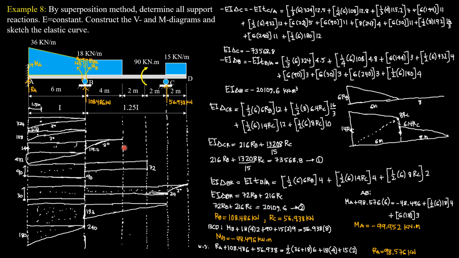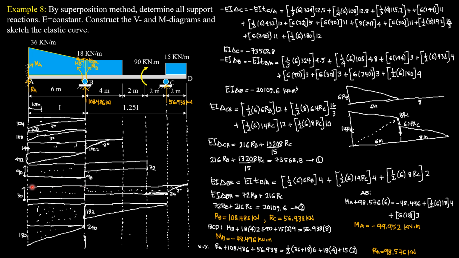Then for this rectangle, this is no longer included because we only consider AB. So 6 times 144 times 3. For this triangle, 1 half of 6 times 432, 2/3 of 6, 4. 1 half of 6 times 432 times 4.